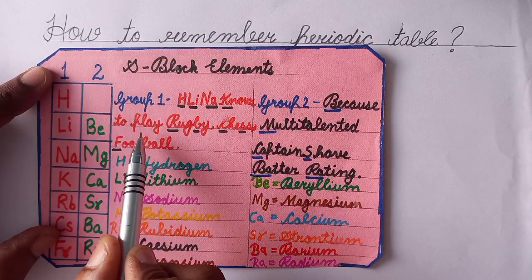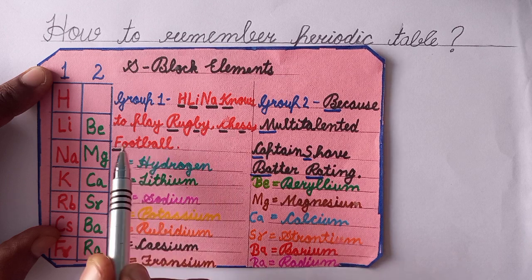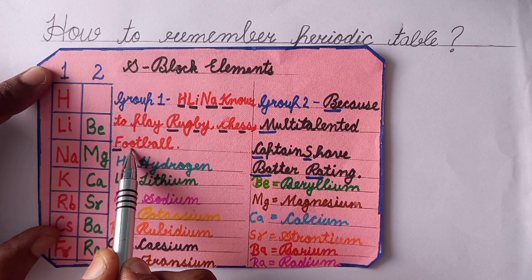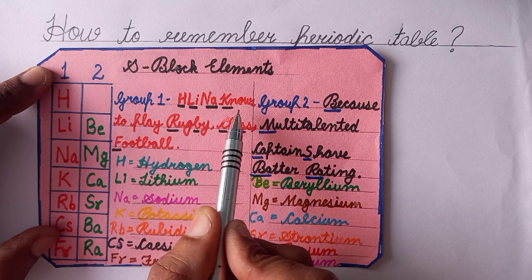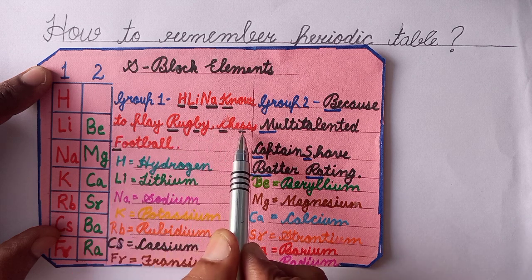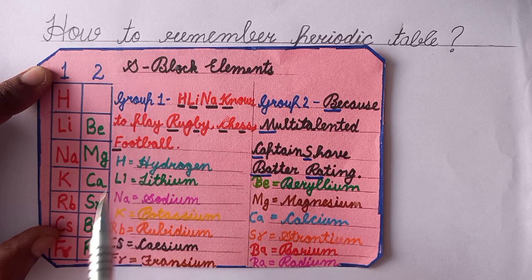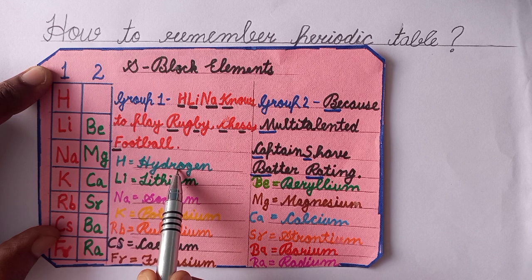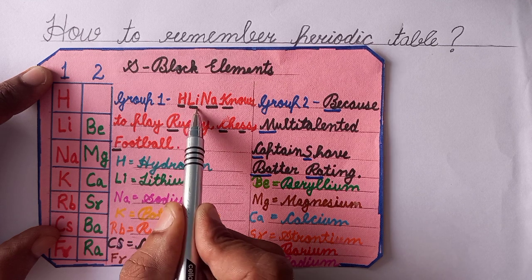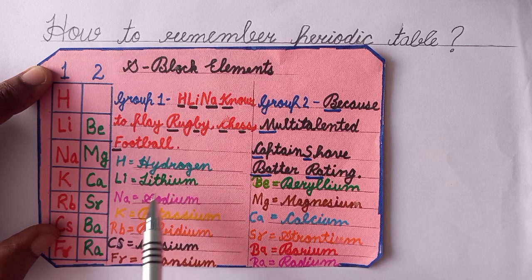Helena knows to play rugby, chess and football. I repeat, Helena knows to play rugby, chess and football. So, H for hydrogen, Li for lithium, Na for sodium, K for potassium, Rb for rubidium, Cs for cesium and Fr for francium.